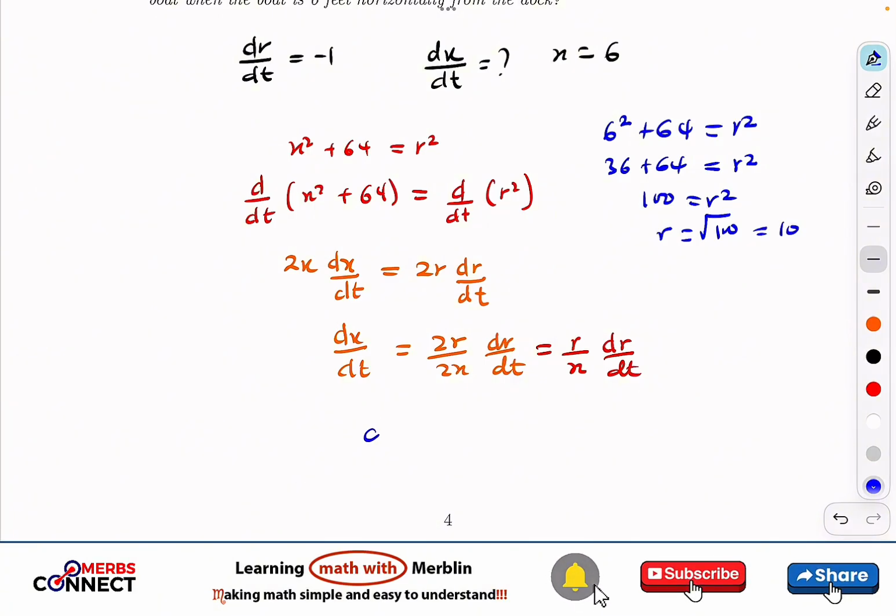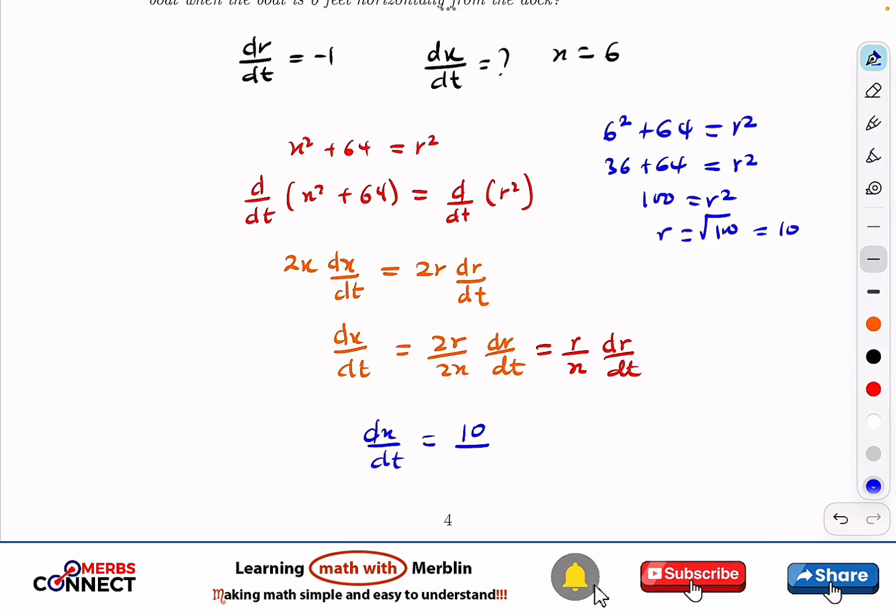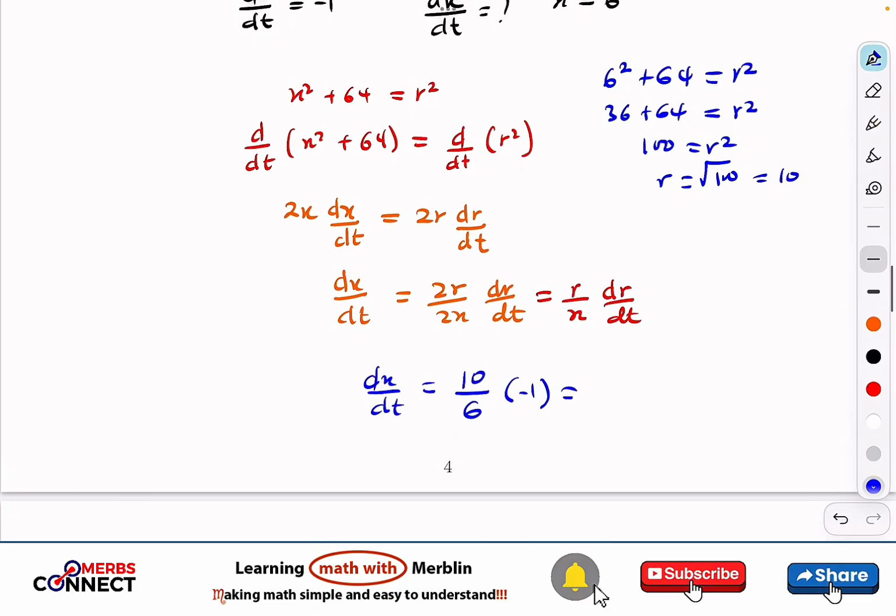So it means that dx over dt will be equal to, r is 10, x is 6, and dr over dt is minus 1. So what are we going to get here? We can cancel this one 3 and cancel this one 5 by 2, multiply by minus, and we are going to have minus 5 divided by 3 feet per second.